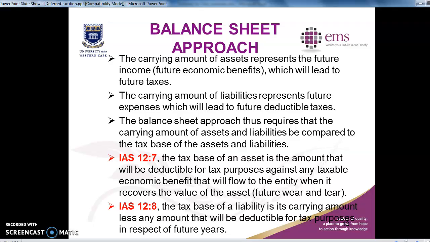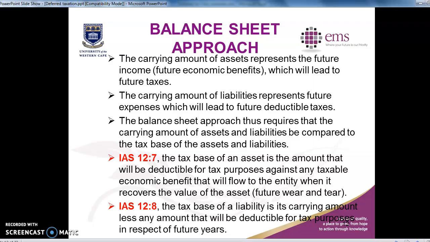So the carrying amount, I'm just reading again from the slides over here. The carrying amount of the assets represents the future income, future economic benefits, which will lead to future taxes. And the carrying amount of the liabilities represents future expenses, which will lead to future deductible taxes, right? The balance sheet approach requires that the carrying amount of the assets and liabilities be compared to the tax base of the assets and liabilities, which is exactly the same thing I said on the previous slide. In order to measure our deferred tax, we compare the carrying amount of the assets and liabilities and then the respective tax bases as well.